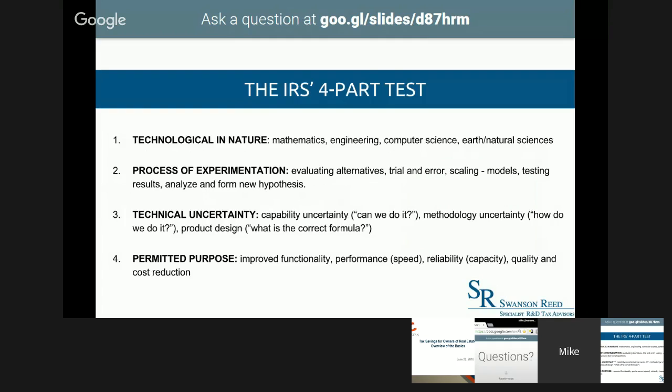Technical uncertainty means that there is something that we're having a problem with and we're trying to improve it. That's kind of self-explanatory, as well as a permitted purpose, which means that we have an objective, something that we're trying to improve to make our processes run better. So as long as a company can pass this four-part test, they can qualify for the research and development credit.